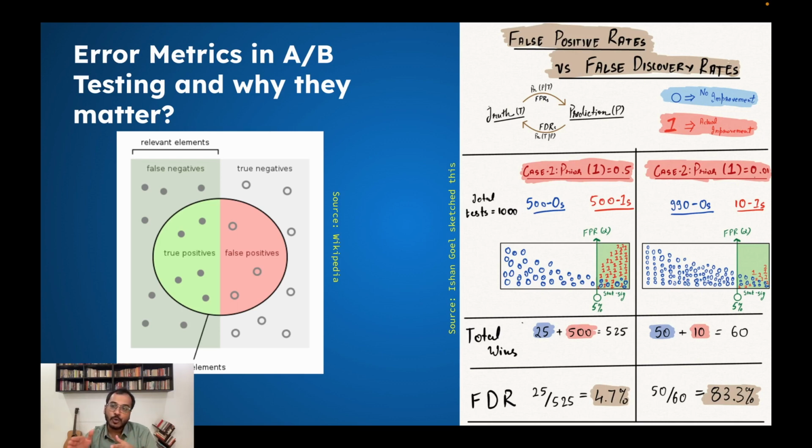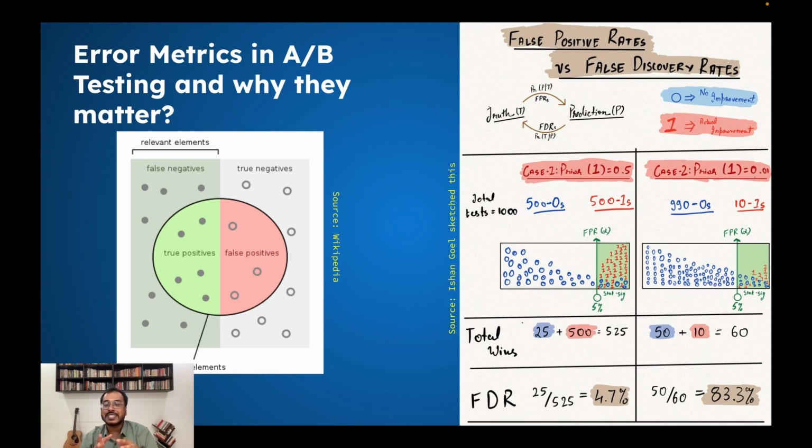Now in case 2, let's look at another extreme case. Suppose 990 of the tests that you ran actually did not create an impact and were actually AA tests. And 10 of the tests that you ran were actually AB tests. And this is something that is more towards the actual scenario. Although not extreme, in general, it is difficult to create an impact in experimentation. So there are always fewer AB tests, more commonly AA tests.